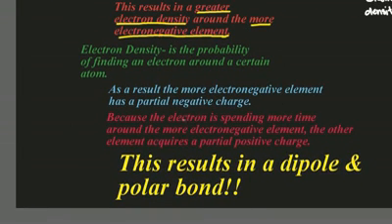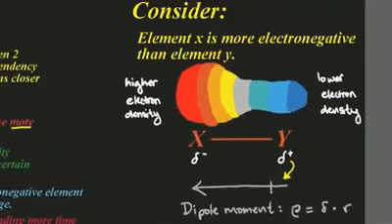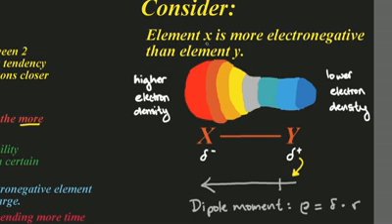All right, so we already discussed that there's a negative charge and then a partial positive charge for the other element that's not as electronegative, and it results in a dipole and a polar bond. Okay, so I've already drawn this for you. Element X is more electronegative than element Y, so that's why there's a bigger probability of finding this electron or these electrons in the bond around X than on Y. And because the electron spent less time around Y, that's why it gets a partial positive charge.